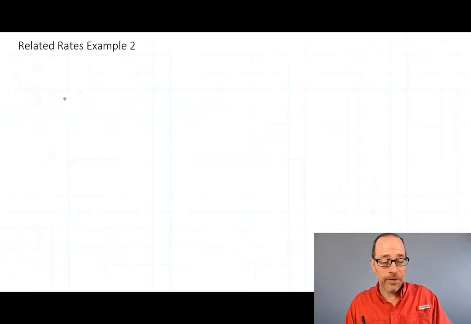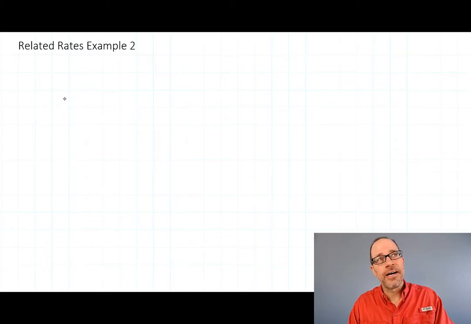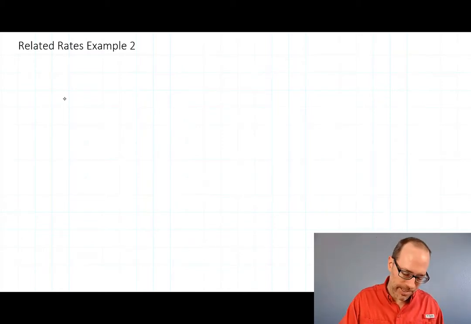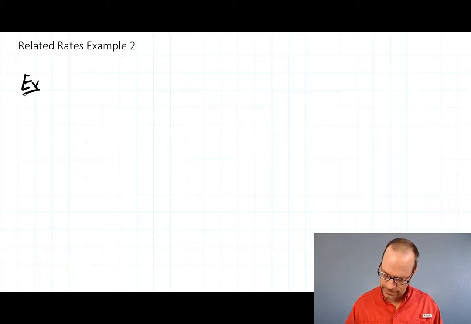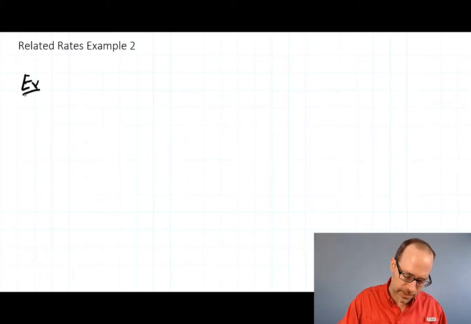All right, welcome back. We're going to do a second example on related rates. This is kind of a classical type example. You always see this in your first course on this. So the setup is this. You have a ladder.